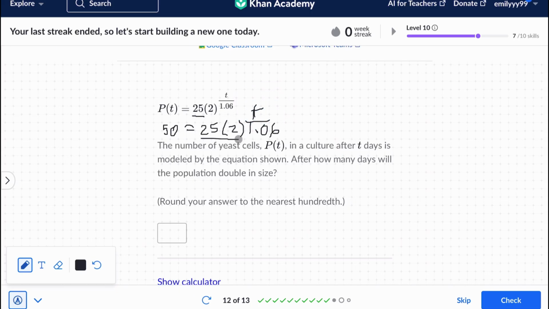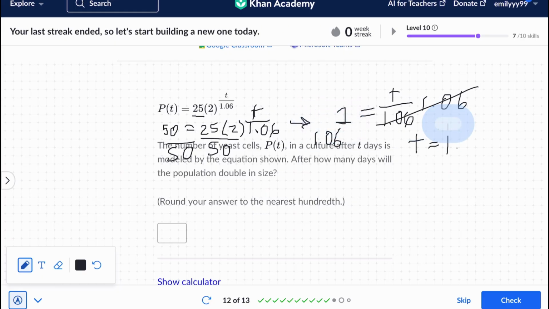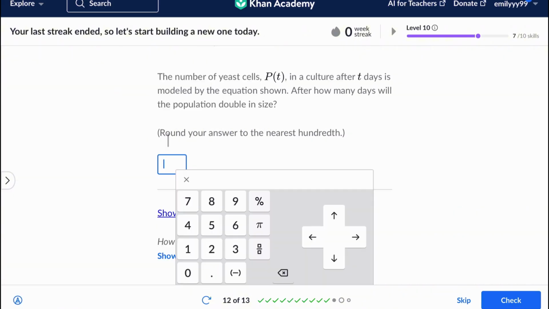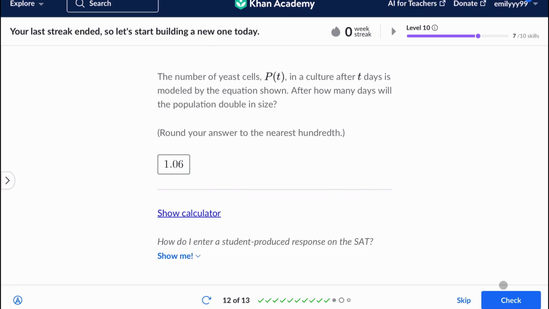So you can just multiply this right here. That's going to give us 50 on both sides. So divide each side by 50. That's going to give us 1 is equal to T over 1.06. And then we just multiply each side by 1.06. That's going to give us T is equal to 1.06 days. 1.06 rounded to the nearest hundredth. That's the hundredth.